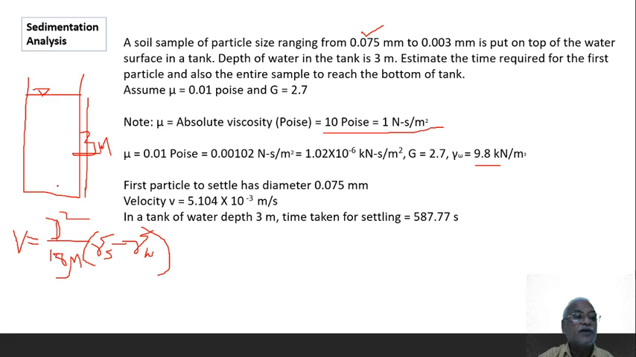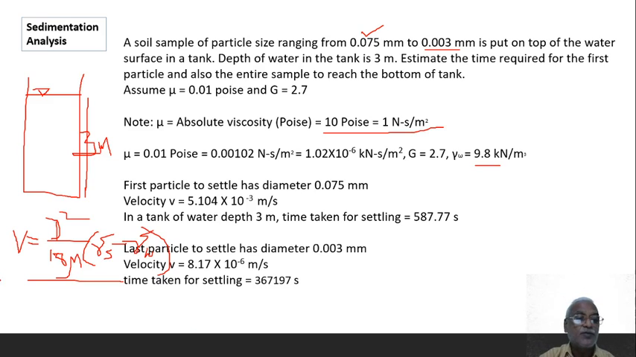Now how much is the time taken for 3 meters fall? In a tank of water 3 meter, time taken would be 3 meter divided by all this. That will be giving you approximately 600 seconds, so 10 minutes, so to say, approximately 10 minutes for the first particle. Now what is the last particle? We have this. So you know where all the changes have to be made in this equation. Resolve the problem. You will get velocity as 8.17 into 10 raised to minus 6 meter per second. Time taken for settling will be 367,197 seconds.